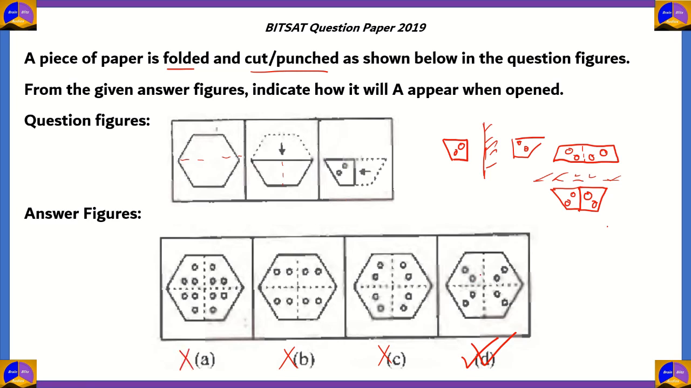The correct answer figure is D, because first of all, it shows the correct diagonal orientation, because you can see that this particular quadrant with the holes is represented in D, and when you open it by imagining its mirror and water images, then you will get the actual hexagon's appearance after the holes have been punched. So therefore option D is the correct option.